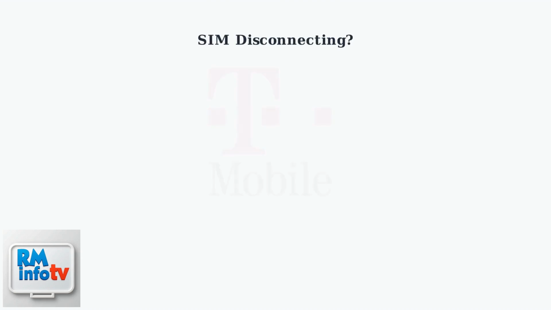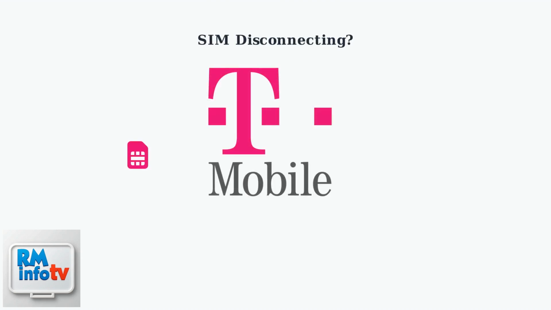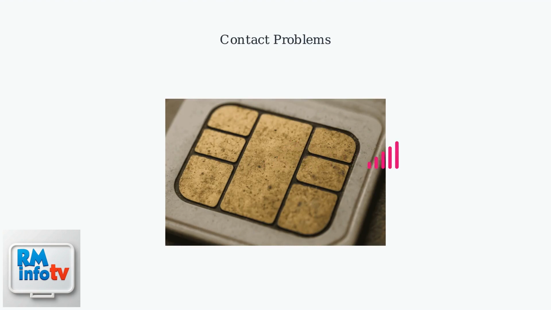Having your T-Mobile SIM card constantly disconnect is frustrating. The main culprits are usually tray fit, contact issues, or network problems, often stemming from T-Mobile's 5G rollout. A loose SIM tray, especially in phones like the Samsung Galaxy S24 and iPhone 15, can cause intermittent disconnections. Dust, corrosion, or residue on the SIM card's gold contacts can also interrupt the signal.